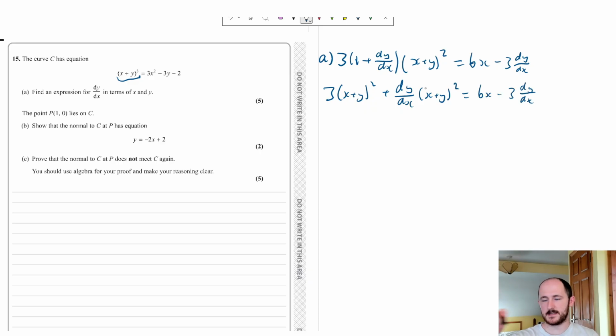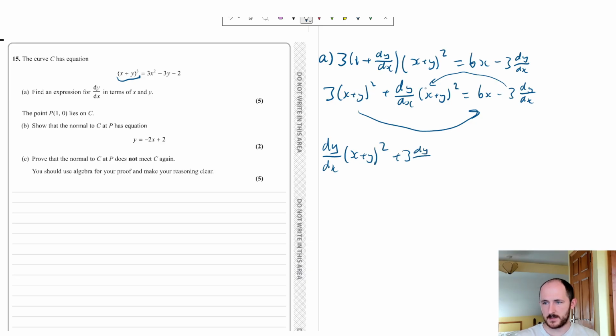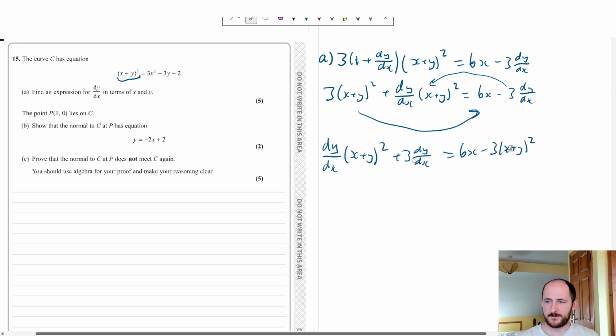Let's move the dy dx to the left-hand side and move this to the other side. We get dy by dx (x plus y) squared plus 3 dy dx equals 6x minus 3(x plus y) squared. Now I can factorize out the dy by dx, which is handy.